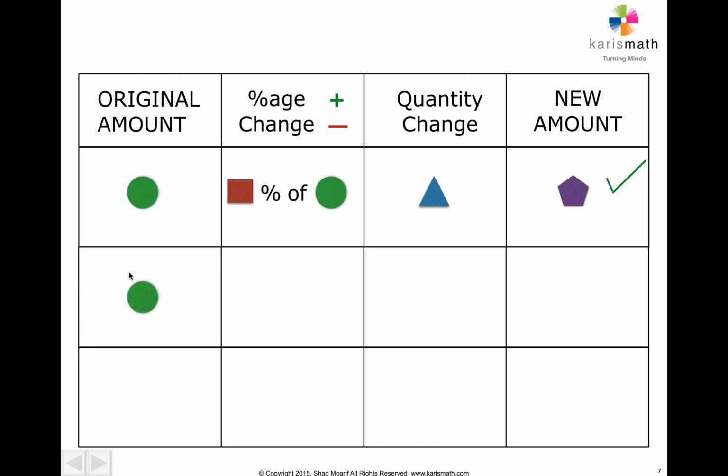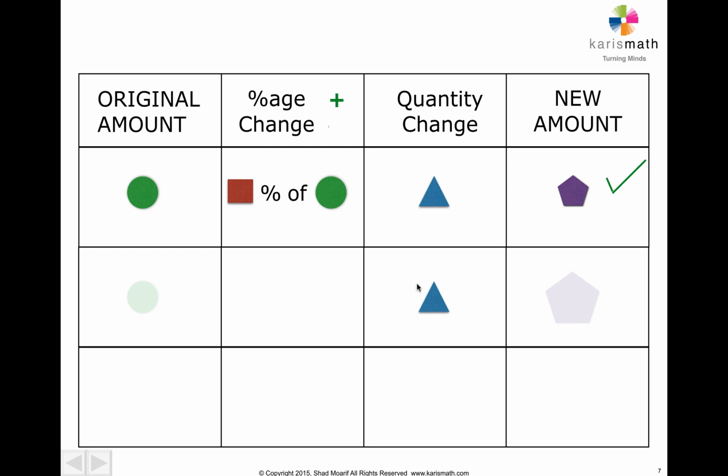For example, if we know the original amount is this much, we know the new amount is this much, then what is the quantity change? Who can tell me? What is the change in quantity? What will we do? Well, obviously, if you take the new amount and take away the original amount, then that will be the change in quantity, won't it? There you go. And that change of quantity could be shown as this triangle here.